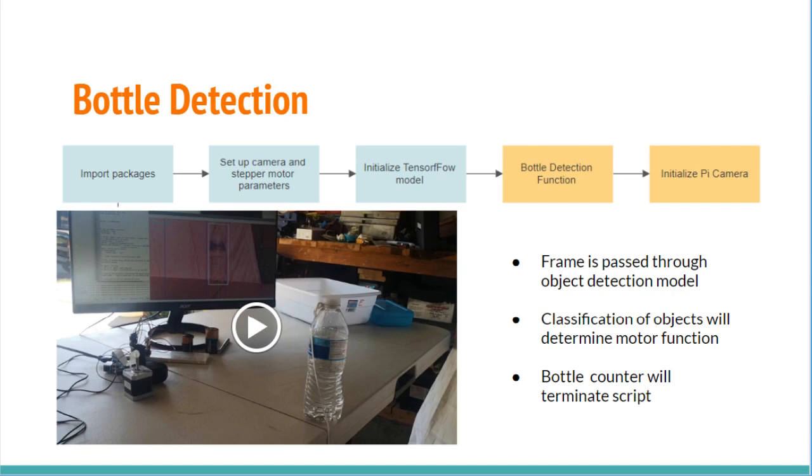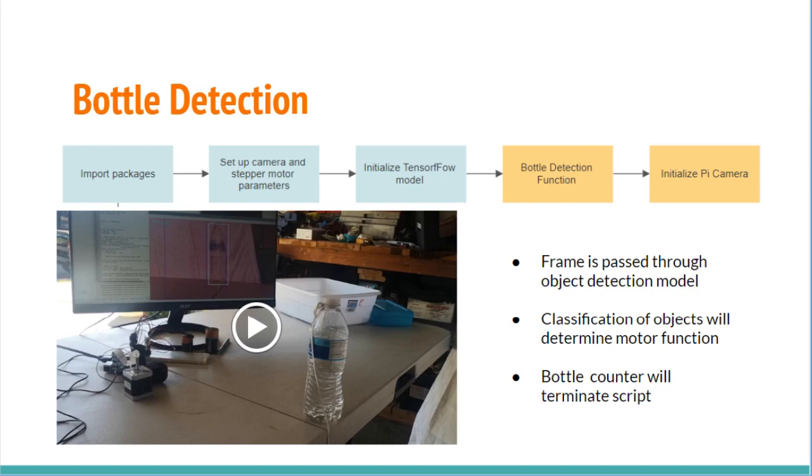We first import the packages needed to run the rest of the code, and then set up all the parameters for the stepper motor and the Pi camera. Afterwards, the TensorFlow model is introduced, and this consists of the trained model, the inference graph, and the labels used to classify each object. The last two parts of the code initialize the Pi camera and the stepper motor to control the direction in which the vehicle turns.